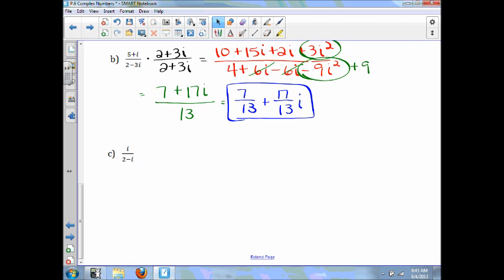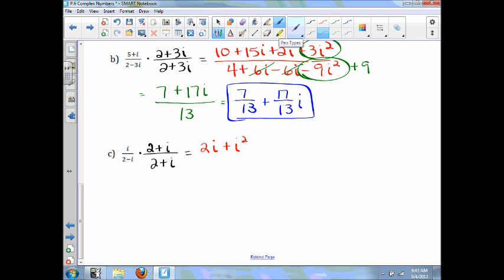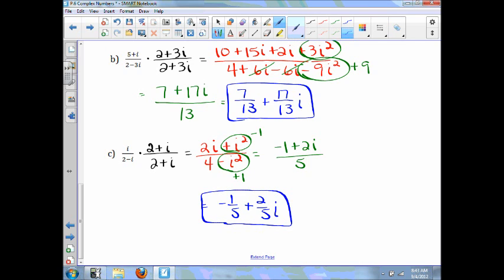Moving on to part C. Again, we're going to multiply by the complex conjugate, having 2i plus i squared on top over 4 minus i squared on the bottom. That'll actually be, this is negative 1, this will be positive 1, so we'll have negative 1 plus 2i over 5. That will simplify to then negative 1/5 plus 2/5 i. Simple enough.